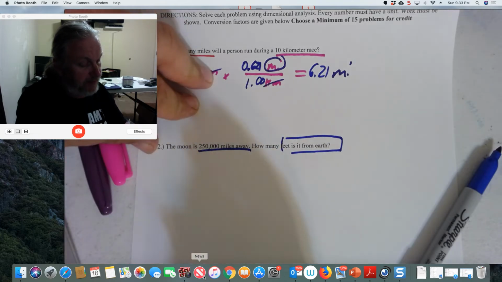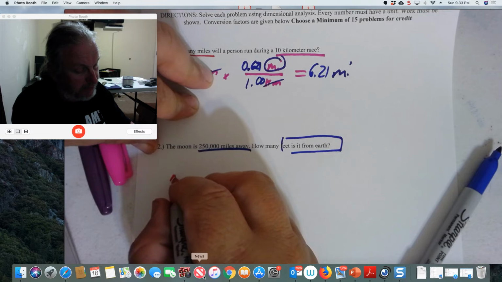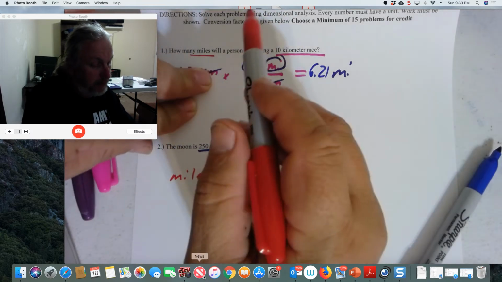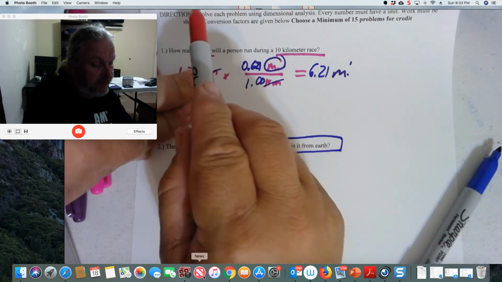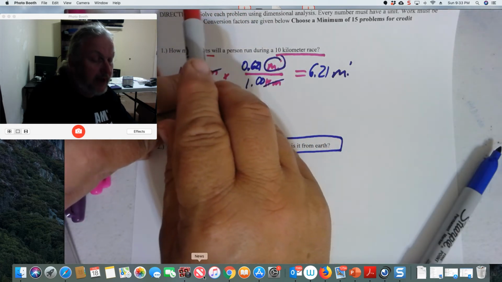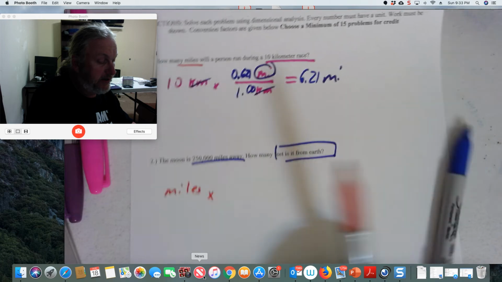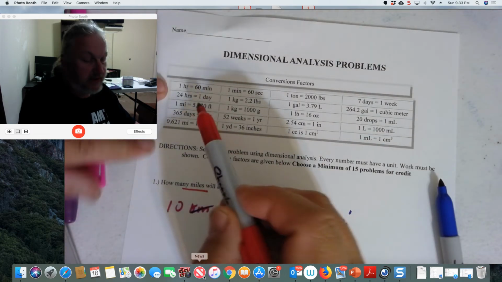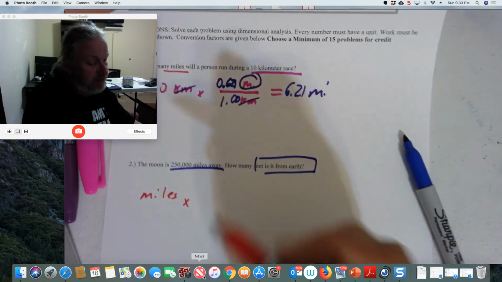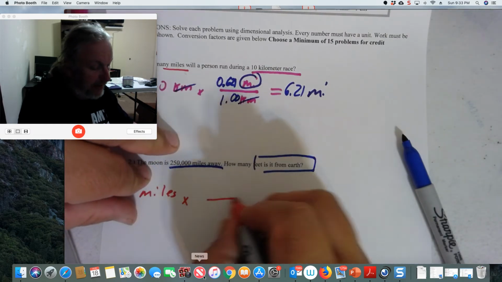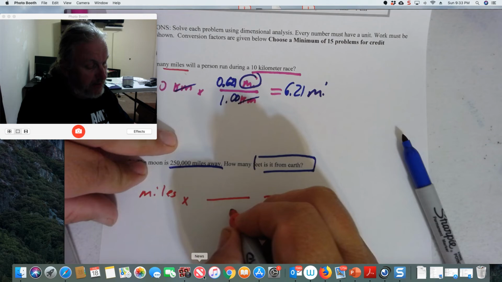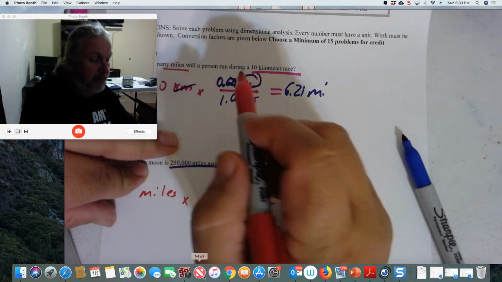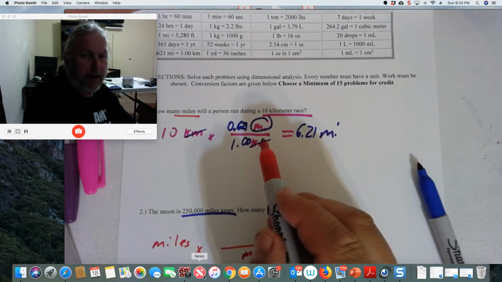Well, let's see. I'm going to go ahead and write down miles. That's what it gave me. So I know I'm going to have to go from miles to feet. It gives me this factor right here: 1 mile and 5,280 feet. Now you may know that, or you may not. It doesn't really matter. So again, I'm going to put miles on the bottom. Up here I put miles on top.